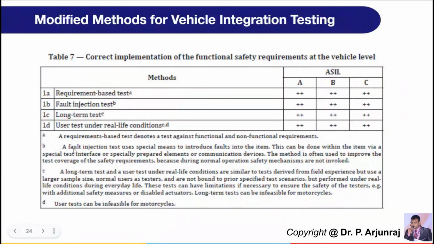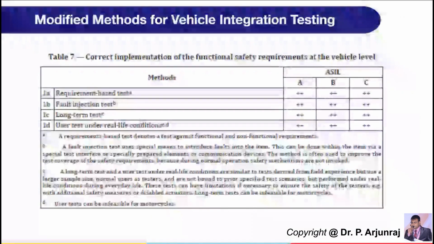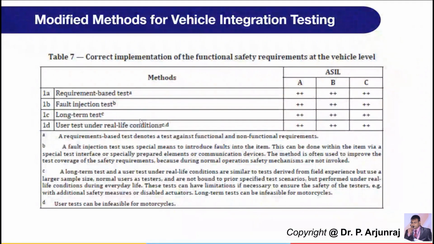And the third thing is a long-term test, where the user tests under real life conditions, which is similar to a test in the field. For example, I will give you an example of the lighting system, where the headlight, the tail lamp, and the indicator lamp might be running for 5 lakh cycles. You say one on-off cycle: one time you are switching on the headlamp, tail lamp, and also the indicator lamp. You are doing it for 5 lakh times, so it's nothing but 5 lakh cycles.